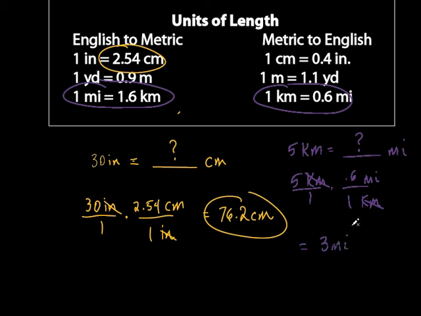Now remember, I said approximately. I think it's more like 3.1 miles or something like that. But when those cross-country runners run their race, they're running a 5K. That's approximately, it's not exactly, but it's approximately 3 miles.